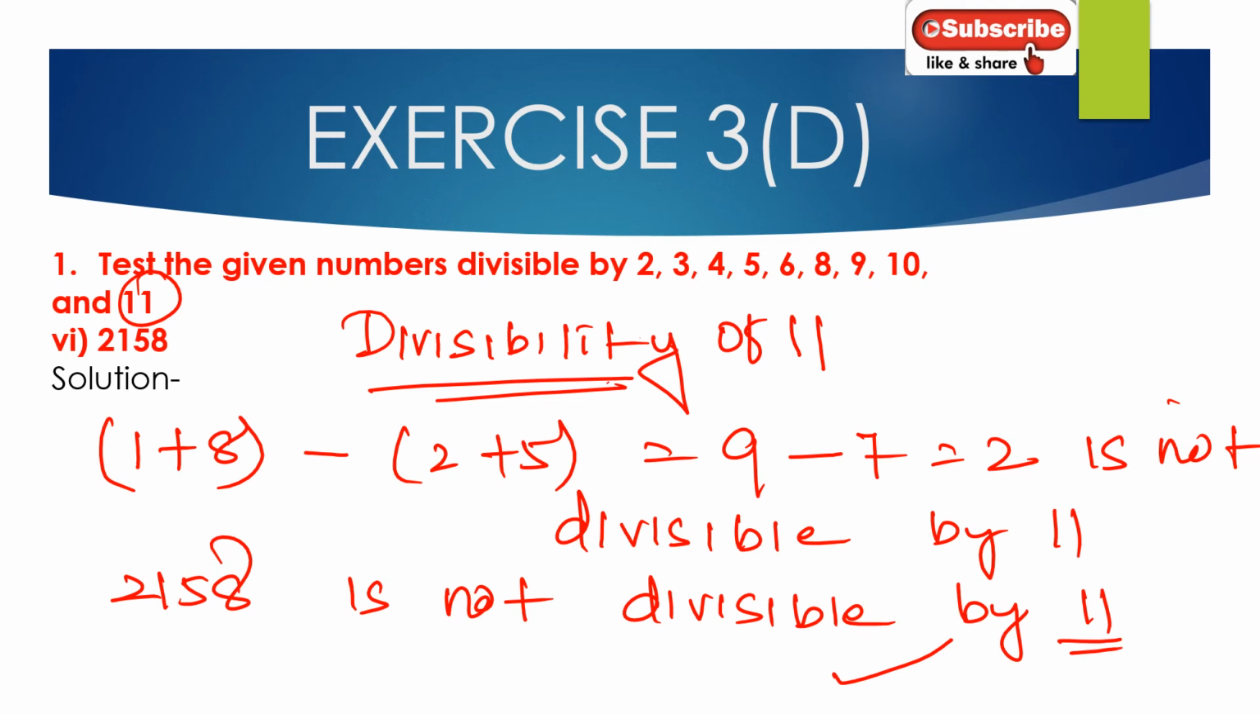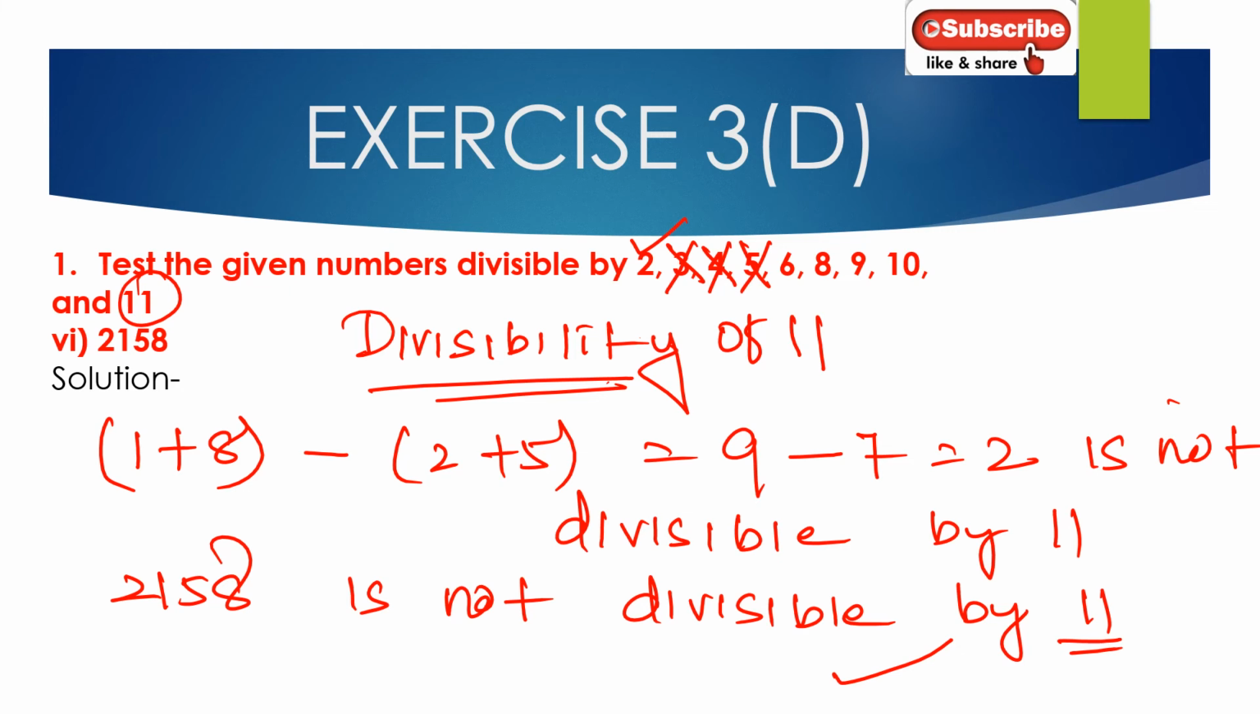So 2158 is divisible by 2, because the last digit, or unit place digit, of the number is divisible by 2. The sum of digits of the number 2158 is 16. 16 is not divisible by 3, so this number 2158 is not divisible by 3. The last two digits of the number are 58, which is not divisible by 4, so this number is not divisible by 4. The last digit of the number is 8, which is not divisible by 5. So this number 2158 is not divisible by 5.